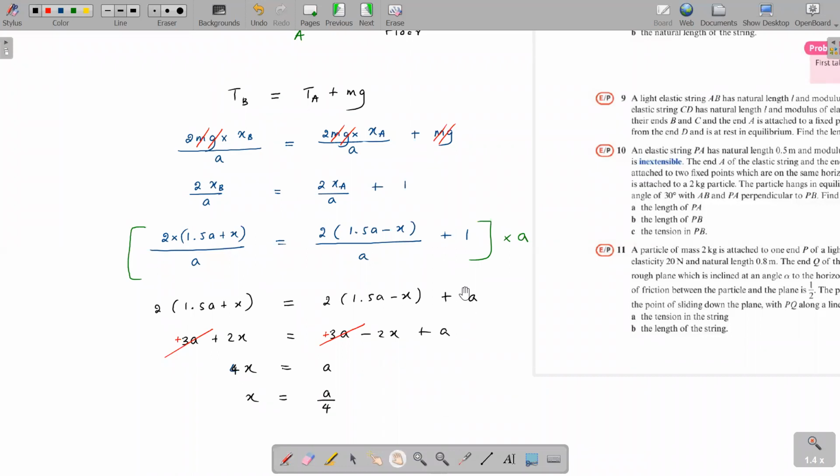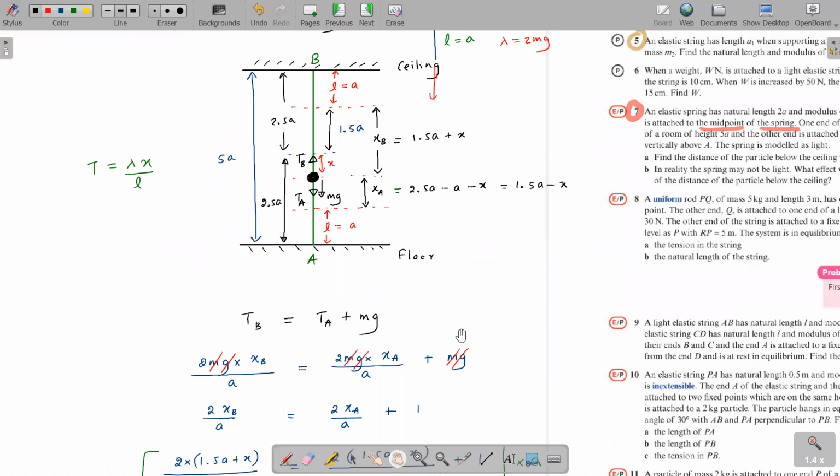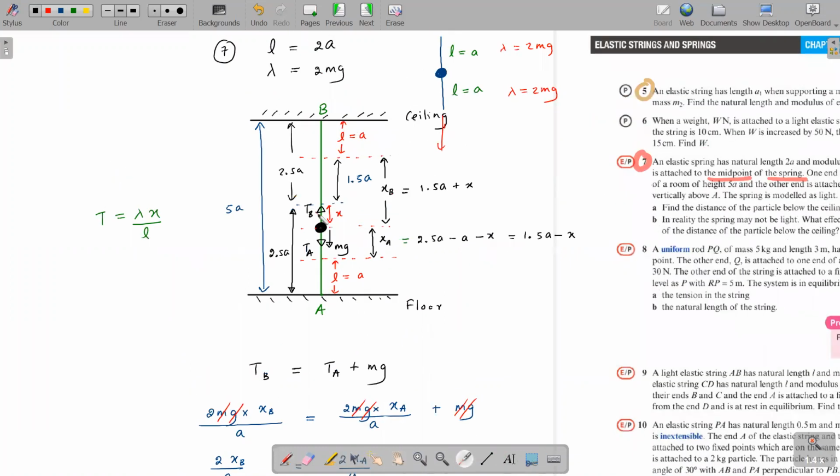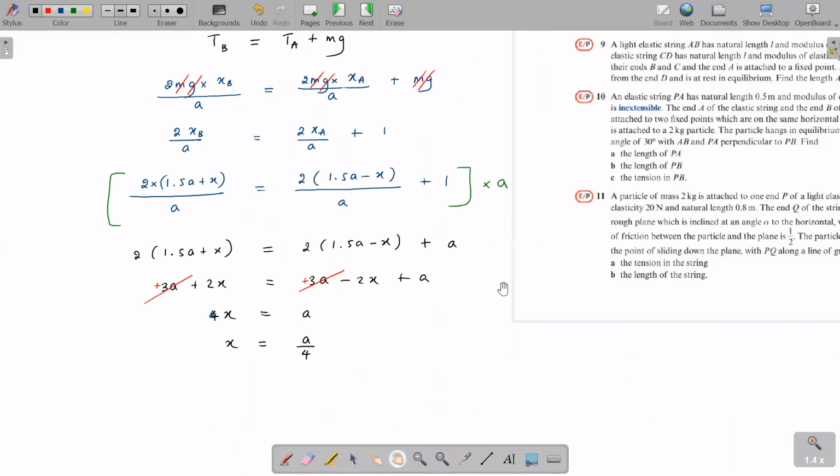So this is the distance that this particle is displaced from the center. As I told you, you expect the particle to be in the center, but because of the weight, it is displaced slightly downward from that center. So that slight displacement from that center is a over 4. A over 4.